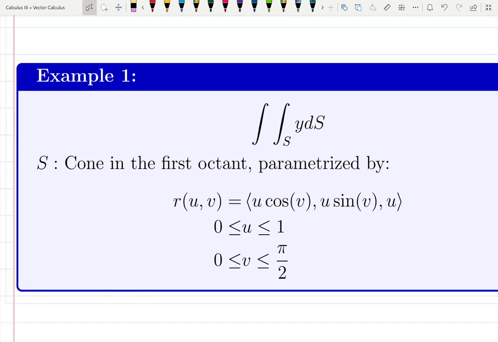Write down the formula, don't get distracted. The example. Example 1. S is given as a cone in the first octant parameterized by... Luckily, the parameterization is given. Usually, maybe you're supposed to do it yourself. That's why we had the previous chapter all about. And then u and v are fixed.